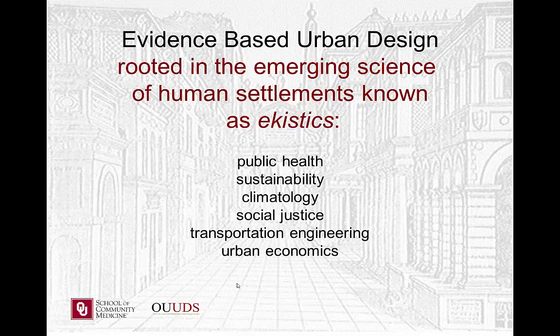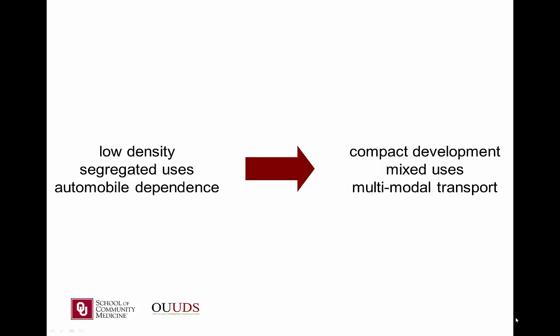I would suggest we need an evidence-based urban design rooted in the emerging science of human settlements. A truly transdisciplinary endeavor involving not just public health, but ecology, climatology, social justice, urban economics, transportation engineering, and a host of other subjects. If our low-density segregated uses and automobile dependence are negatively impacting our health, not to mention that they are energy inefficient, socially unjust, and fiscally wasteful, then it would seem the simple solution would be to move to compact, mixed-use development with many modes of transportation choices.